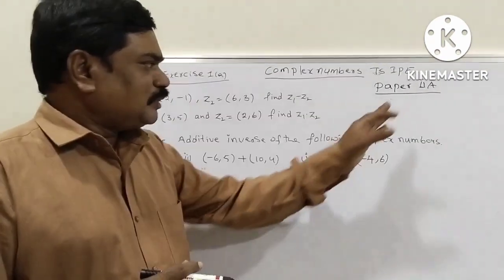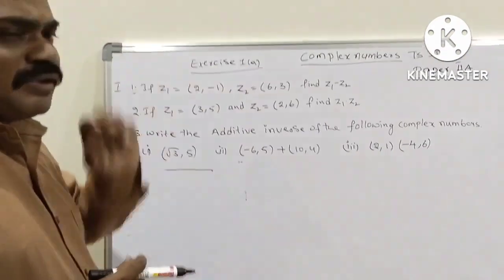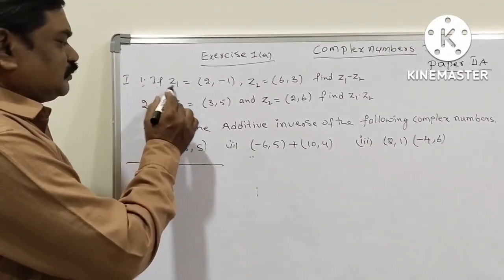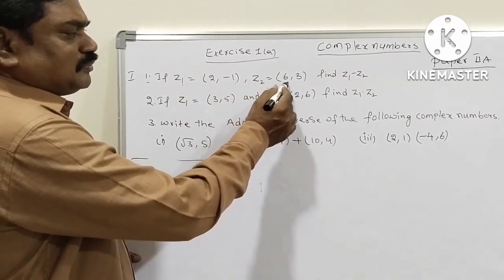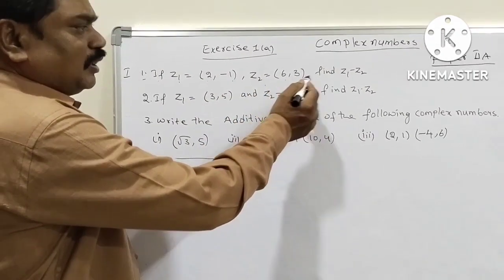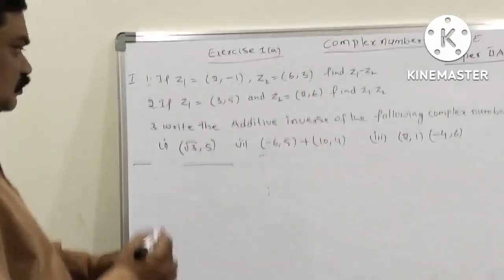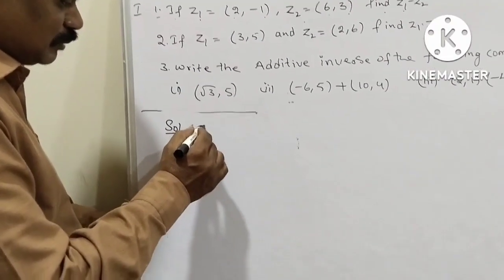This is paper 2A. In exercise 1A, we have the first problem: if Z1 is equal to (2, -1) and Z2 is equal to (6, 3), find Z1 minus Z2.